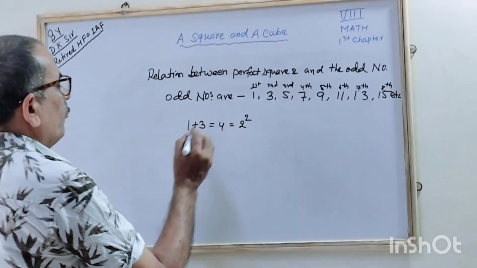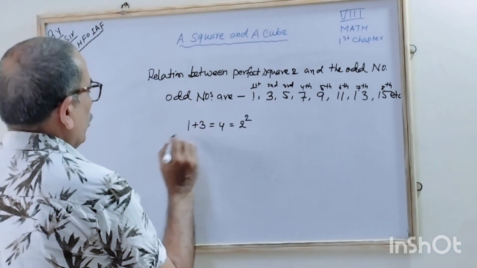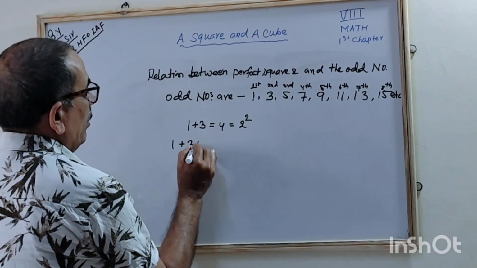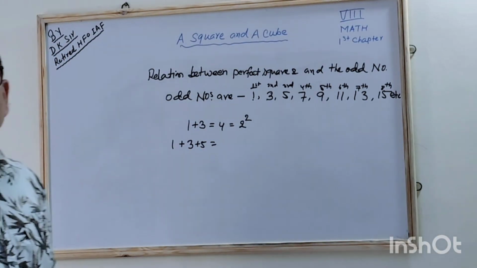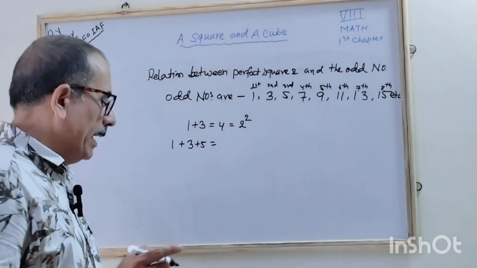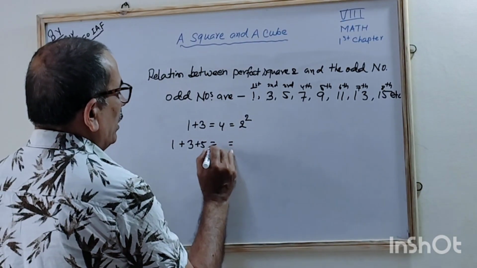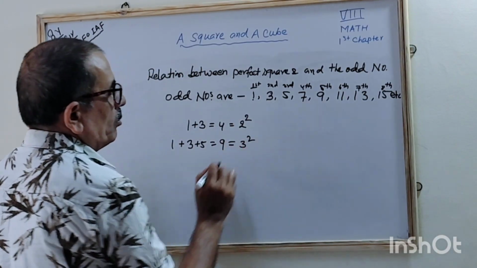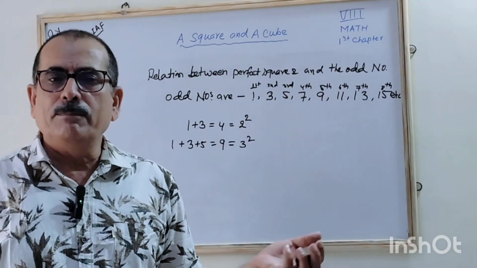Then you will go for the next. The next, what is that? First, second, third. So you are taking the first 3 odd numbers, correct? Then you take the first 3 numbers. What did I get? 3. So what will happen? You will get 3 square. Your 3 square, what will it become? It is equal to 9, which is equal to 3 square. Understood? The first 3 odd numbers you are adding, so it becomes 3 square.